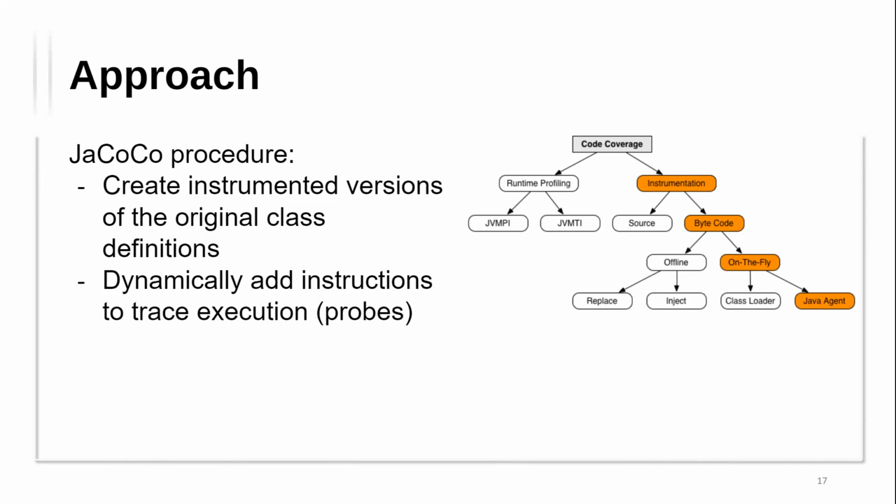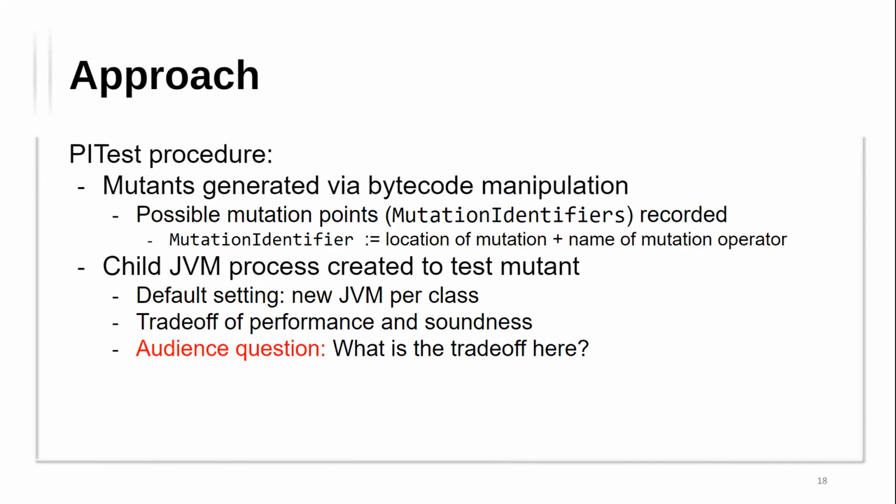Okay. So now we'll talk about how PIT calculates the mutation score. So again, bytecode manipulation is involved. According to the PIT website, what they do is that they first identify where we can introduce mutations, and they record these areas, and then finally they spin up a new JVM instance to test the mutant by first mutating it, and then they run the whole original test suite on it. So this is the last audience question here.